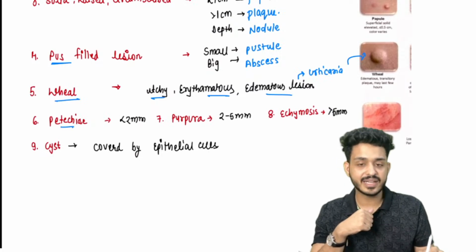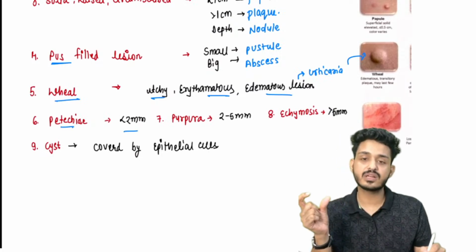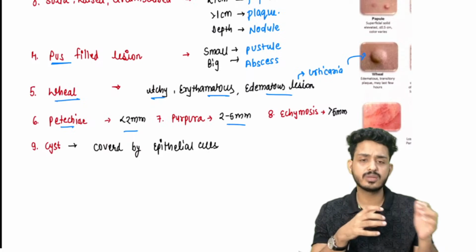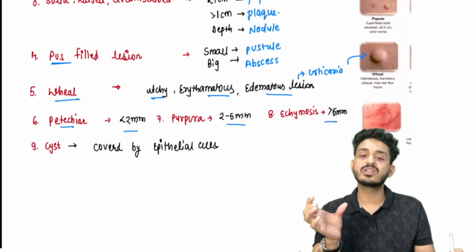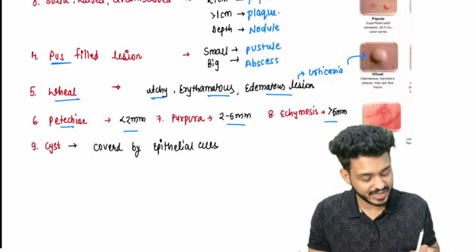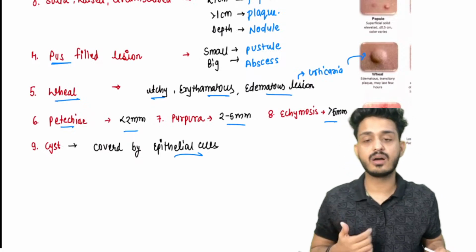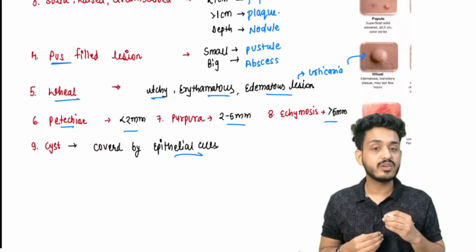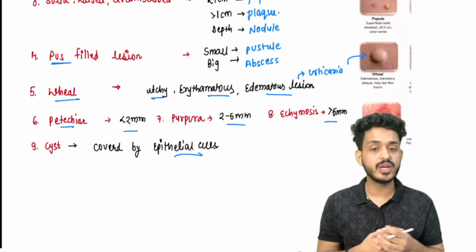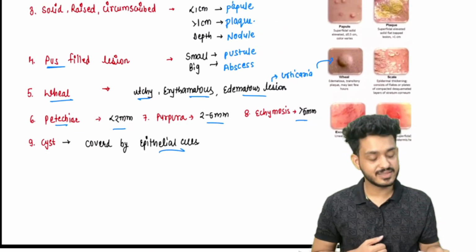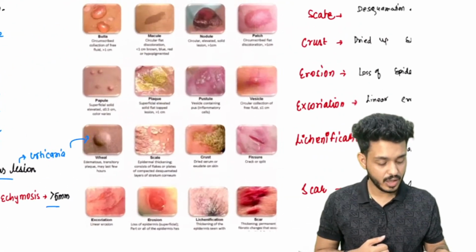What is petechiae? Petechiae are less than 2 centimeter. Purpura is 2 to 5 centimeter. More than 5 will be ecchymosis. And what is a cyst? A cyst will be having some kind of collection of cells or fluid that is covered by epithelial cells. I will be showing you all the images.